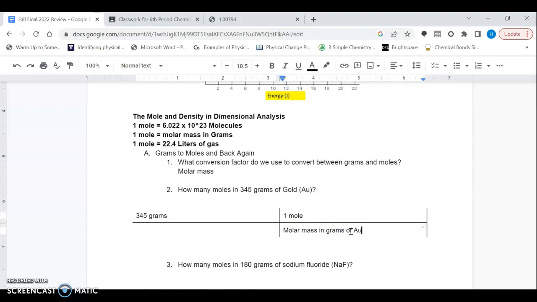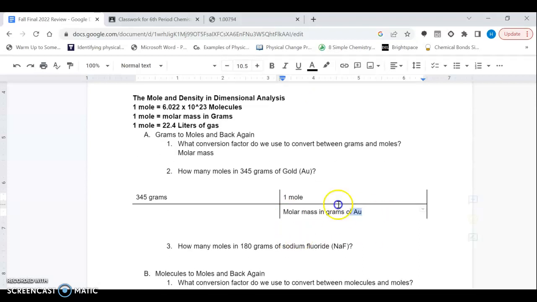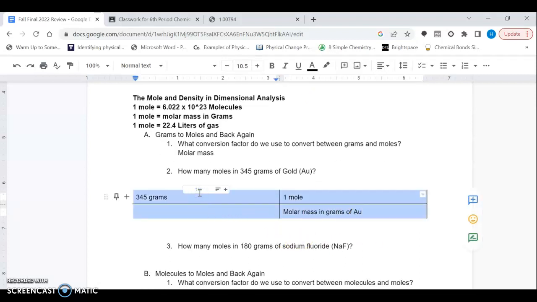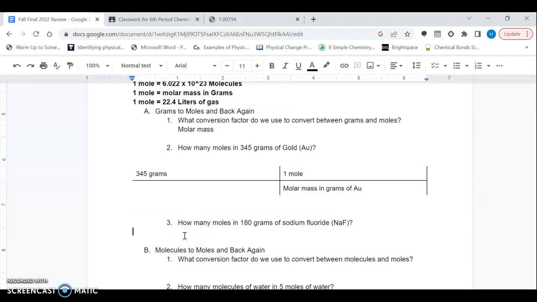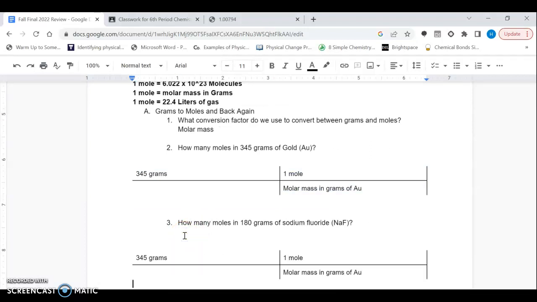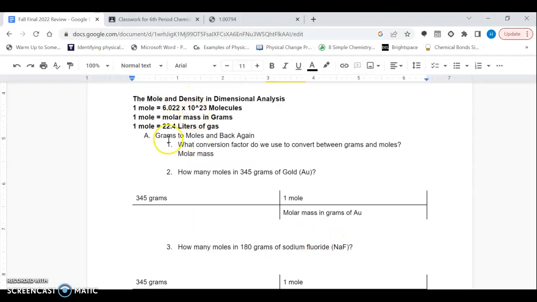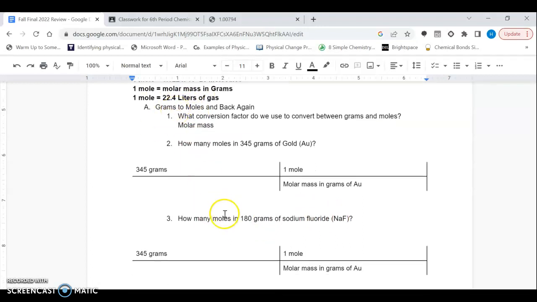Right? Well, let's look at this next problem to do 2 things at once here. How many moles are in 180 grams of sodium fluoride? Well, same thing. I've got my conversion factors ready to go. I need to see what I'm going between. This one I'm going 180 grams to moles. So I'm going to put 180 grams of NaF. I should have put gold up here.